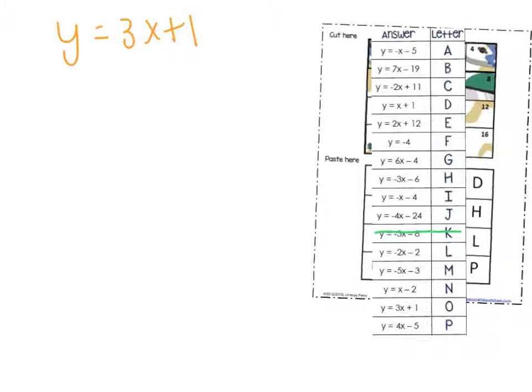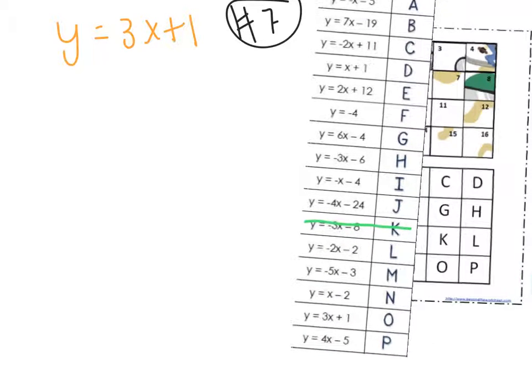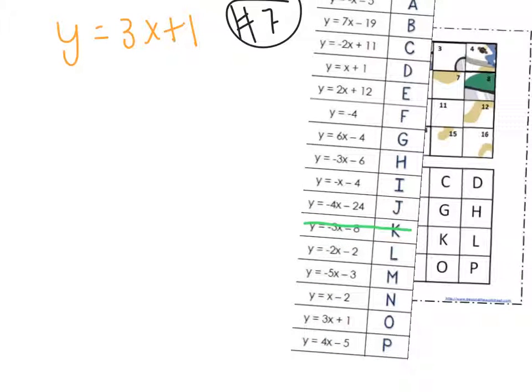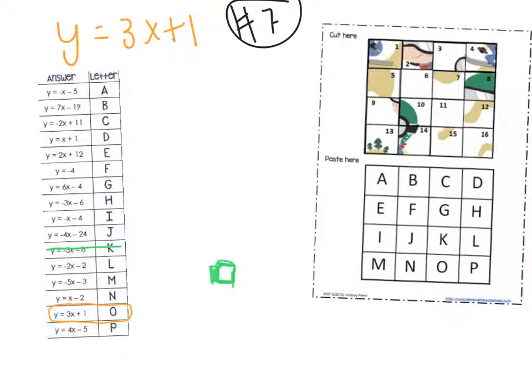Okay, so we're working with problem number 7. And we said that the answer to number 7 is y equals 3x plus 1. So if we look at our little answer sheet, hopefully you can see it, and you look down here, you have y equals 3x plus 1 is O. See that? So what we're going to do, move that over here. Anyways, move my little green box.